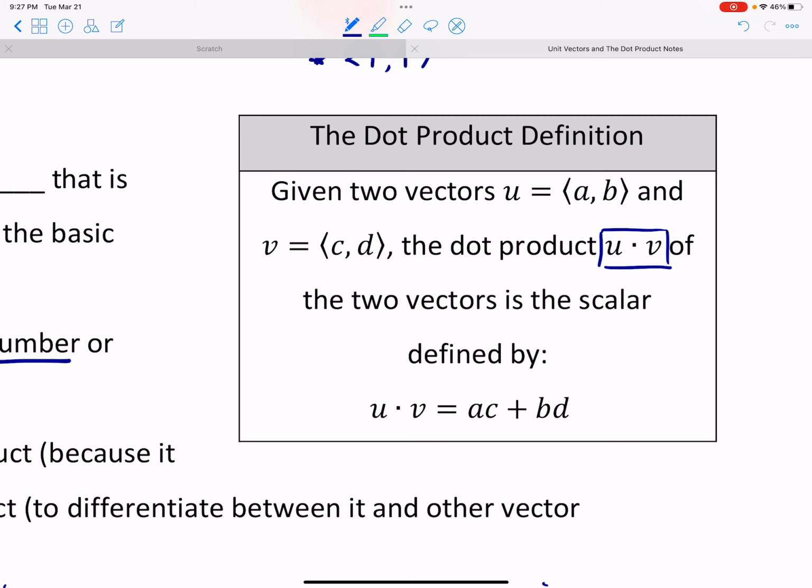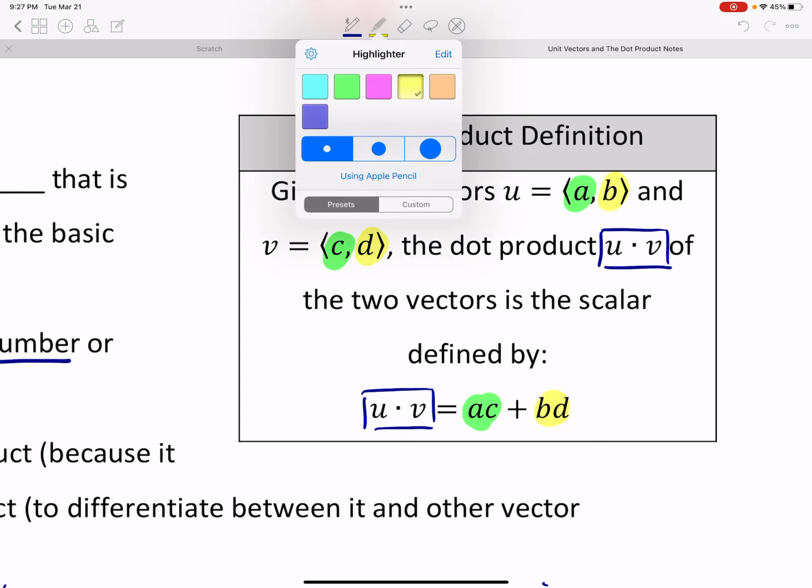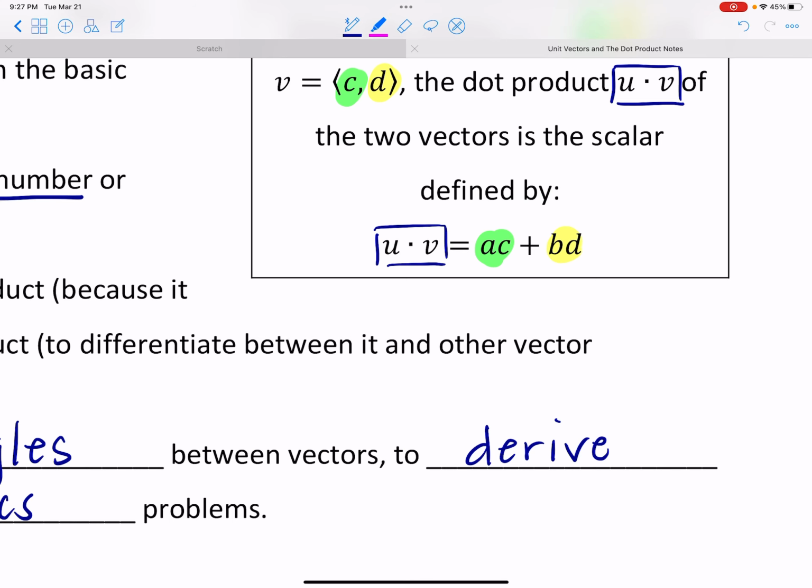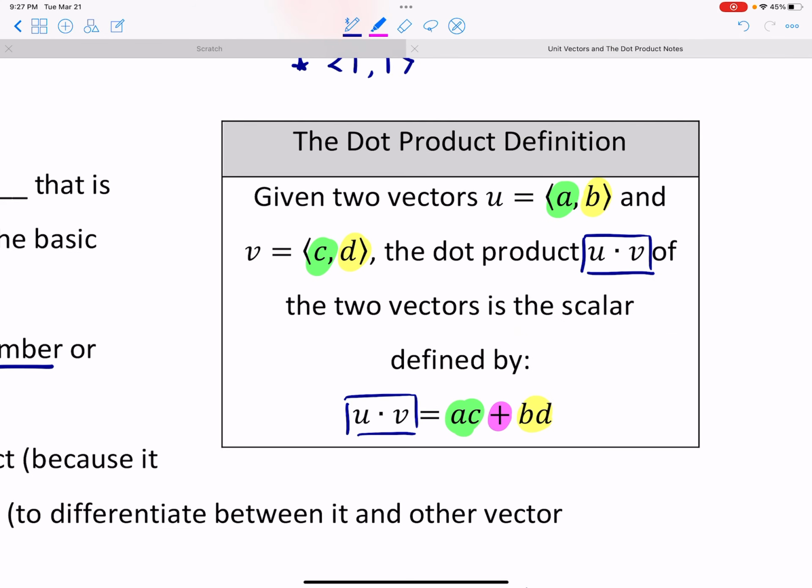So dot product says u dot v is going to be equal to a product of the horizontal components. So we have a times c, and we have another product of the vertical components. We have b times d, and then in between, what we want to do is add those two products. So we're putting in some multiplication and addition into this dot product. But again, the result is going to be a scalar. It's going to be some real number.